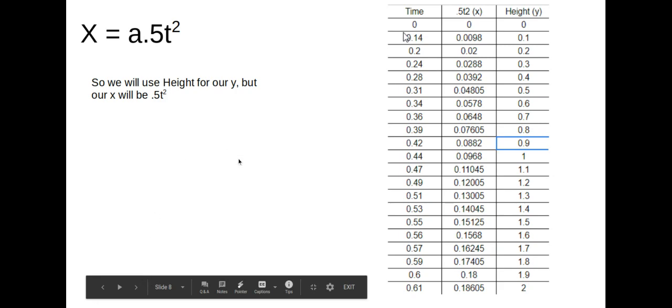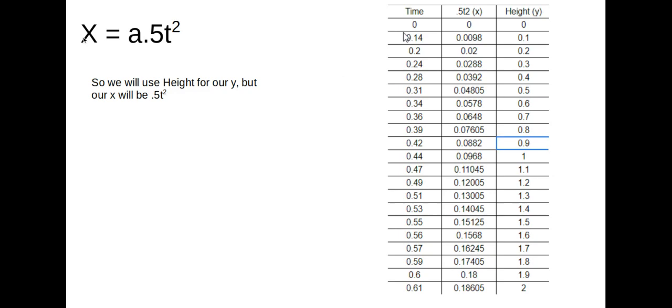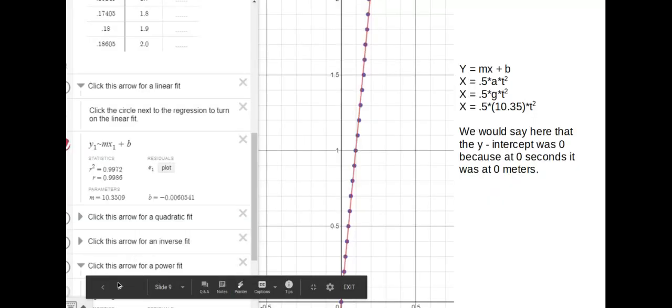Okay, so this is where it gets kind of complicated. So make sure you're following along. We know our height, and we're going to make our height our y. We are looking for this, and we're going to make our x this whole quantity right here.